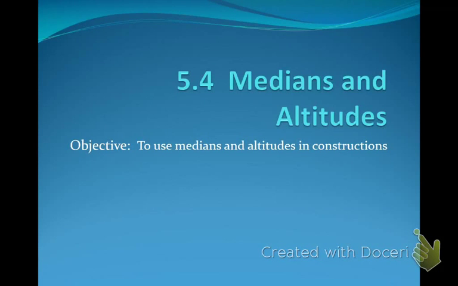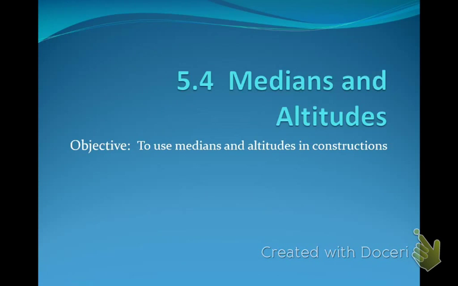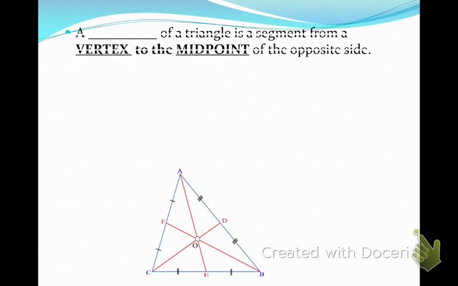We are covering section 5.4 today, medians and altitudes. The objective for this section is to use medians and altitudes in constructions. A median of a triangle is a segment from a vertex to the midpoint of the opposite side.